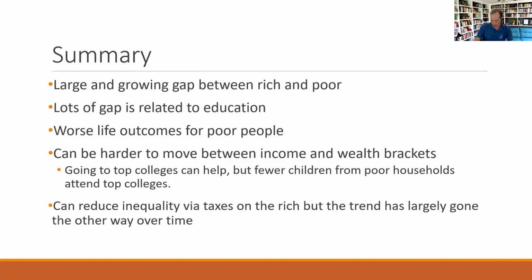We could reduce inequality via taxes, but if you look at what's happened to taxes over time, the taxes on the wealthy have generally gone down. So we've moved in the opposite direction, which is why the income and wealth gap has grown.